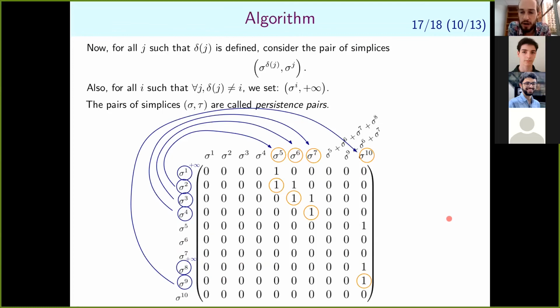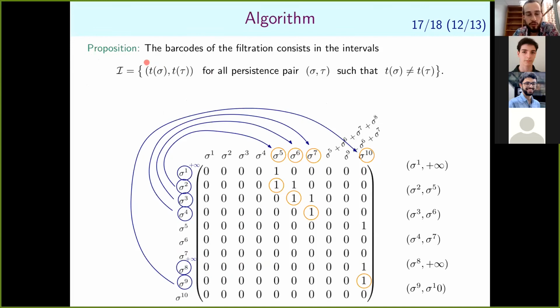So why do we do that? This is because from these persistence pairs, we can read the barcode of our persistence module. The barcode of my filtration, of my persistence module, is simply the following set of intervals: the intervals time of apparition of sigma, time of apparition of tau, for all persistent pairs sigma, tau. And I remove the persistence pairs with same apparition time because they are only artifacts of the algorithm.